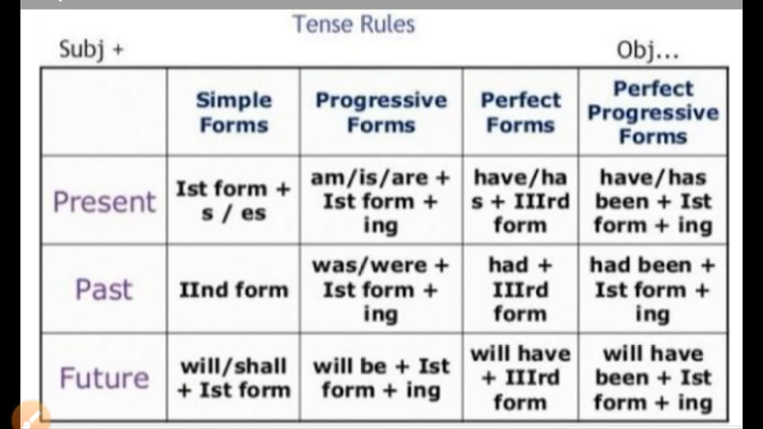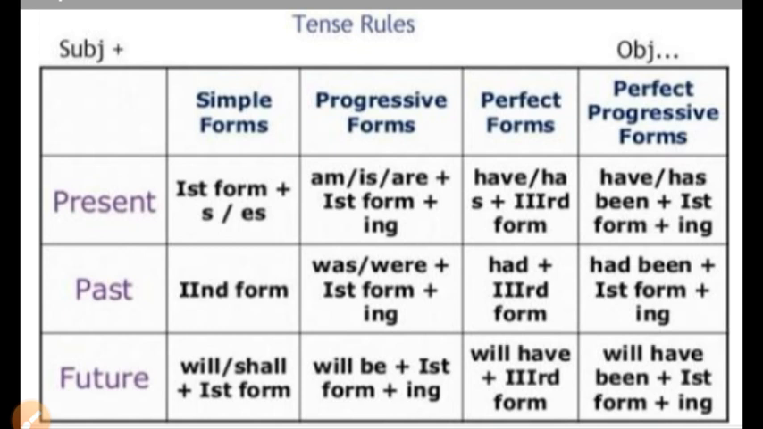So here also some tense rules are there. Let's study about them. So simple present tense has first form of the verb plus s or es. Simple past tense, second form of the verb. Simple future tense, will, shall plus first form of the verb.